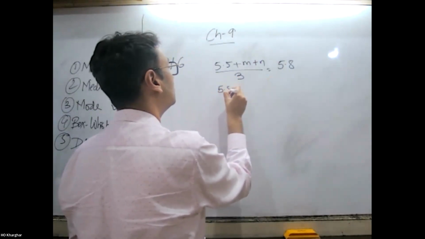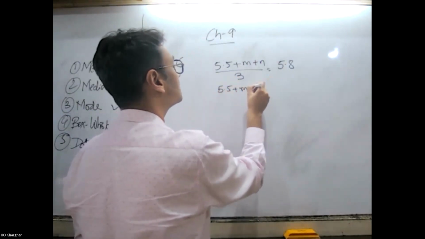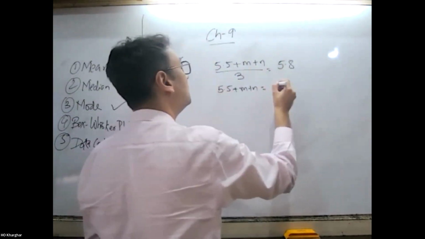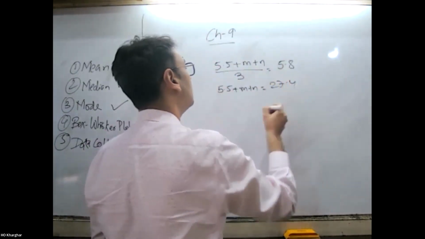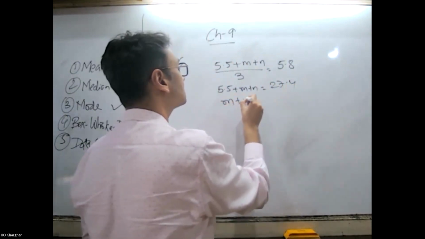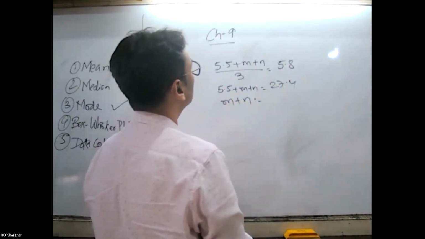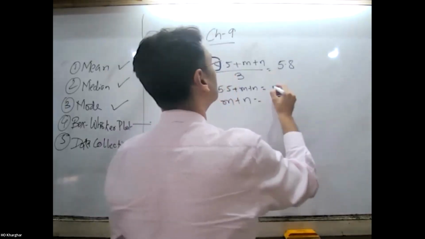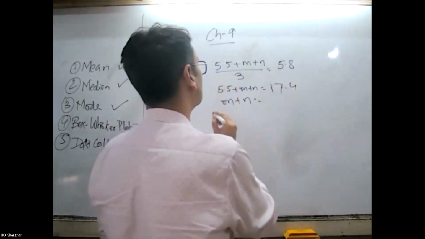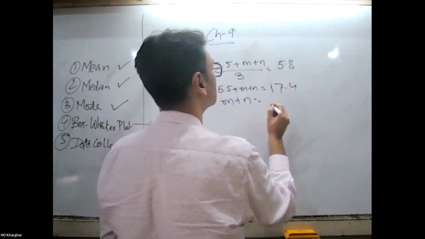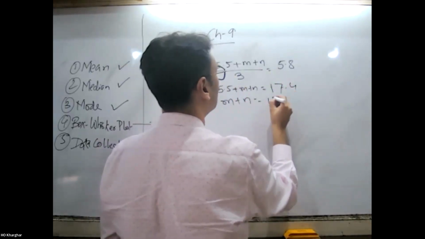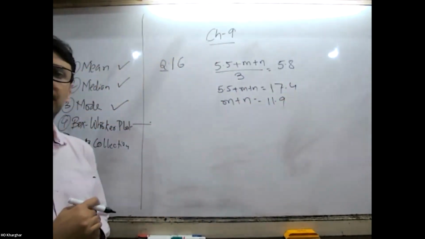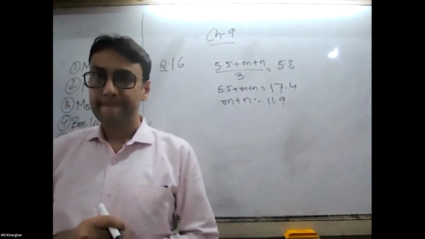Okay, I'll go slow. Wait, it's 17.4. So 17.4, and if I subtract 5.5, I have 11.9. Okay. What next? Then I just use the options.